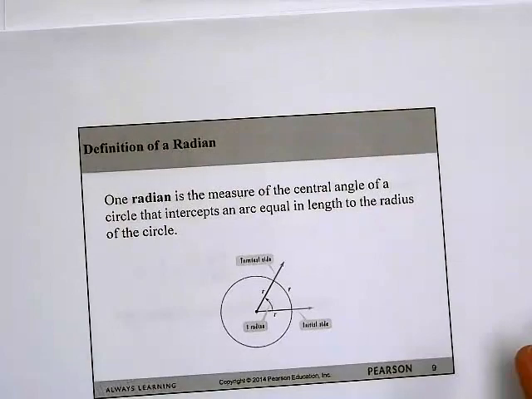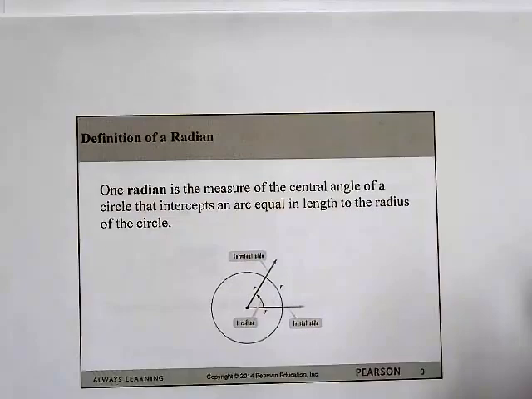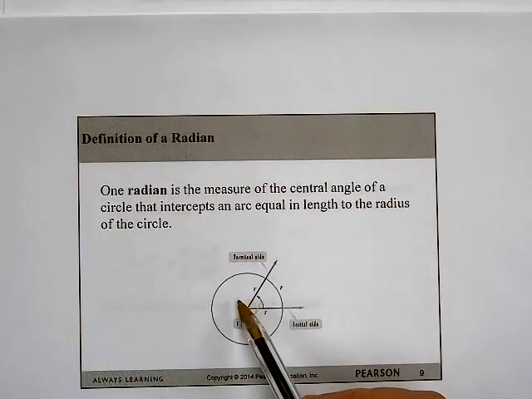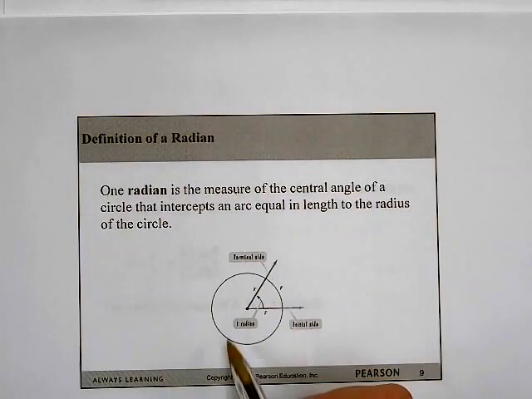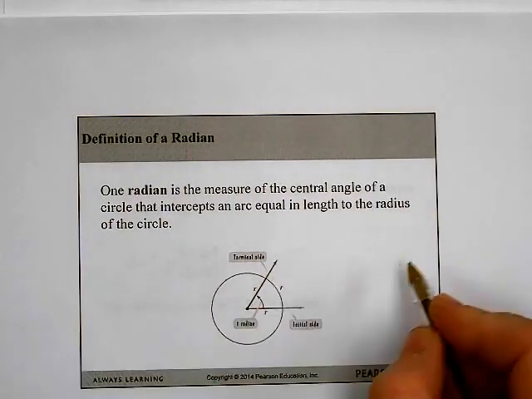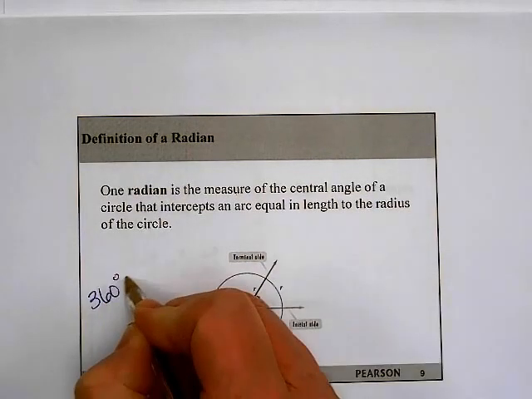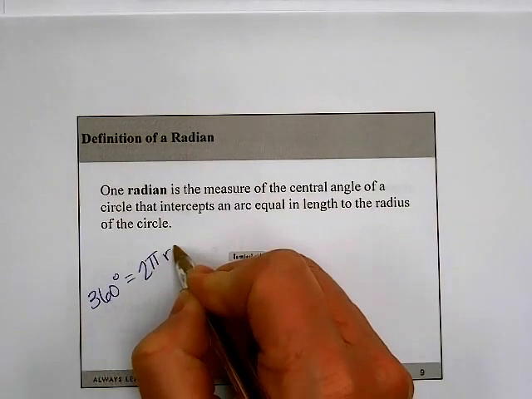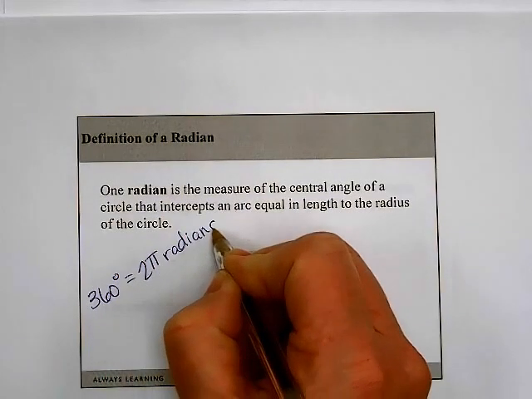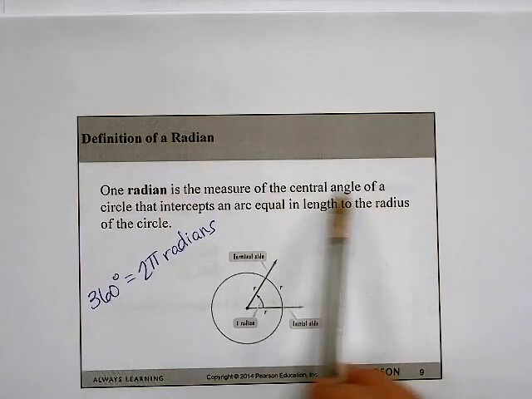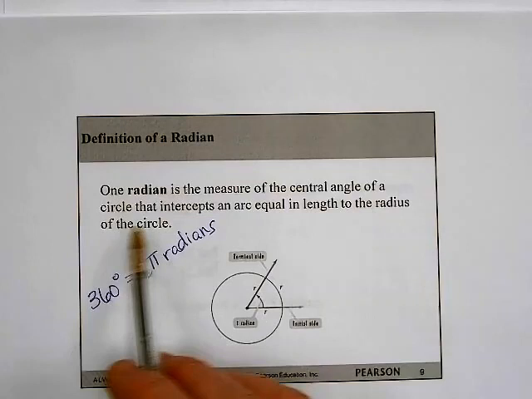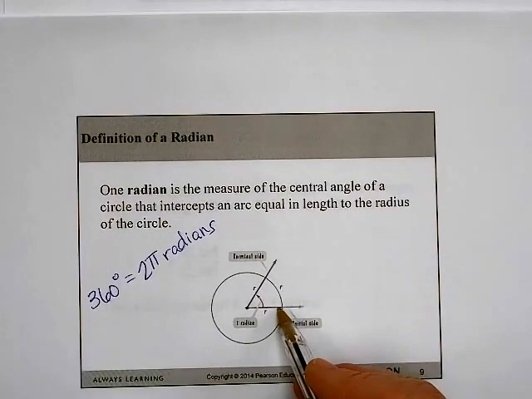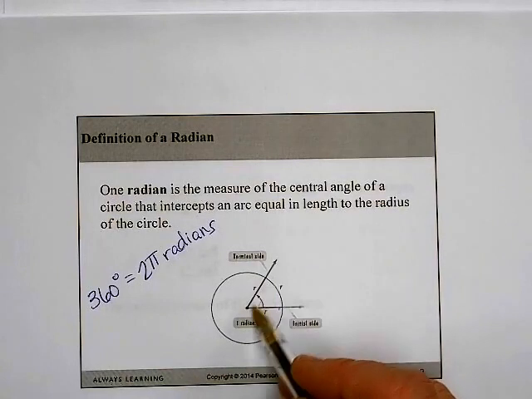1 radian, okay, y'all know a circle's 360 degrees. They also measure these things in radians, and one complete circle is called 2 pi radians. 360 degrees is the same as 2 pi radians. 1 radian is the measure of the central angle of a circle that intercepts an arc equal in length to the radius. So if the radius is r and that little arc length is r, and you divide r by r, you get 1.